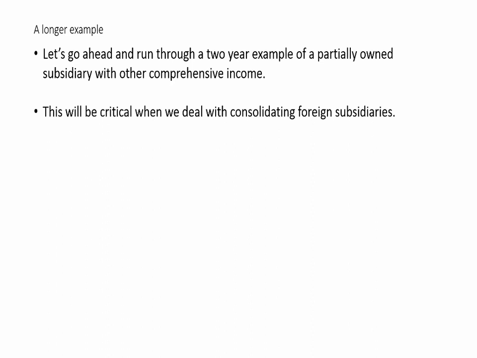First, this is going to be critical when we deal with consolidating foreign subsidiaries. When we translate a foreign subsidiary's trial balance, we're going to end up with a translation gain or loss, which will be part of accumulated other comprehensive income. So we're going to have to deal with that later.